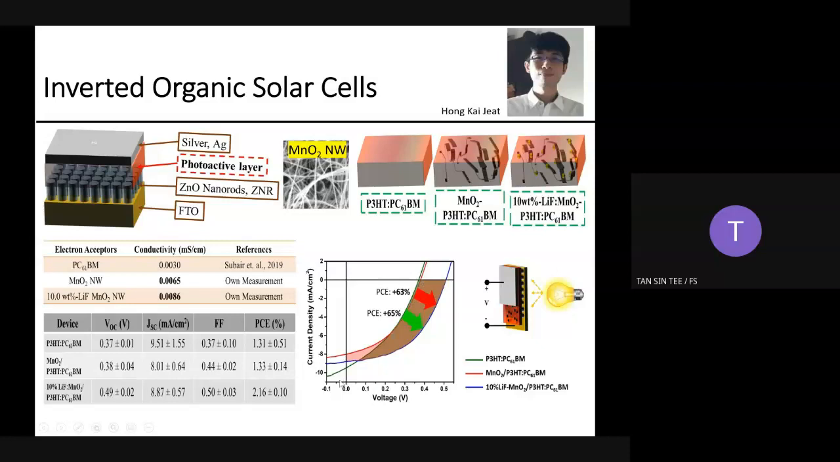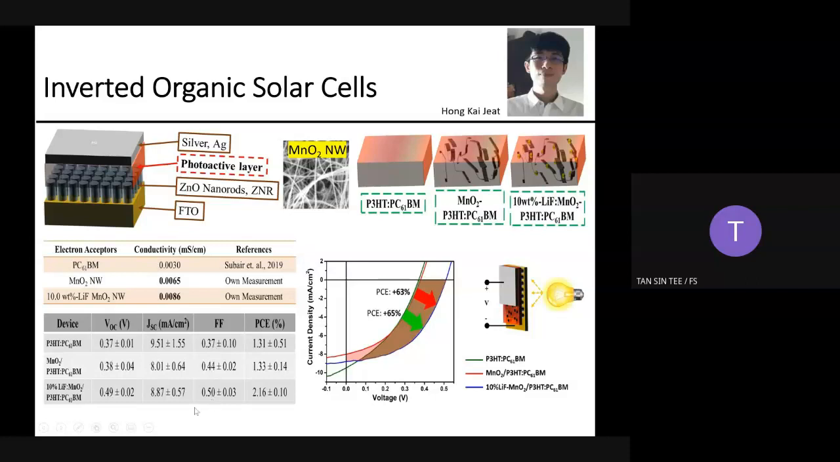If you look at the green line, that is the one without modification. Once we modify it, we can see the squareness of the curve has become better, and the PCE has been improved by 65%, from 1.31 to about 2.16. This also includes a fill factor improvement from 37% to 50%.